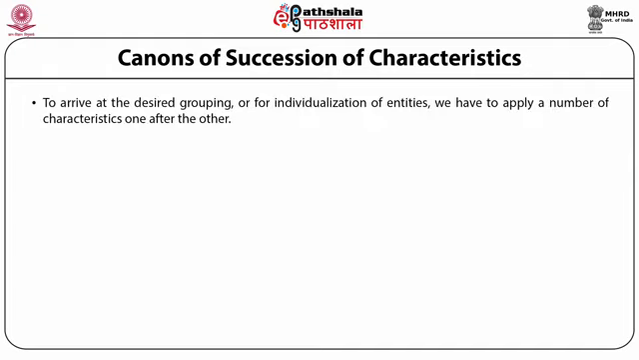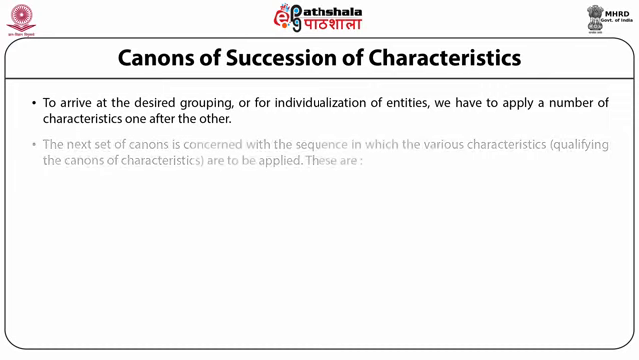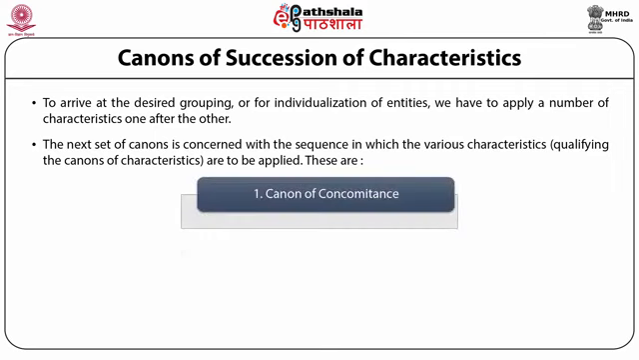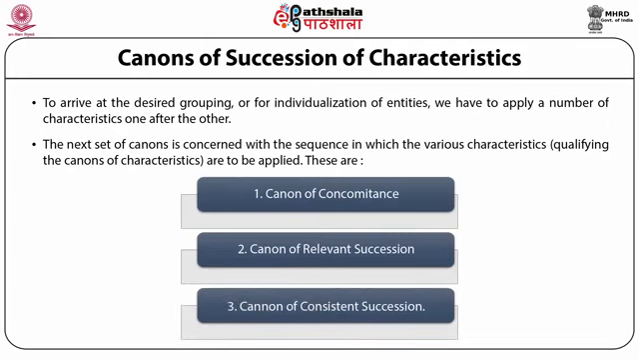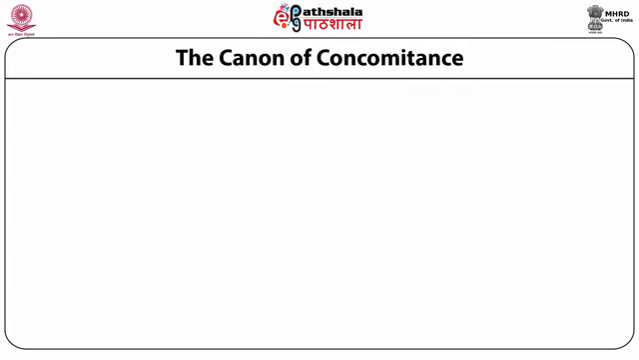To arrive at the desired grouping or the individualization of entities, we have to apply a number of characteristics one after the other. Succession means the sequence in which they occur. The next set of canons is concerned with the sequence or the order in which the various characteristics qualifying the canon of characteristics are to be applied. These three canons are canon of concomitance, canon of relevant succession, and canon of consistent succession.